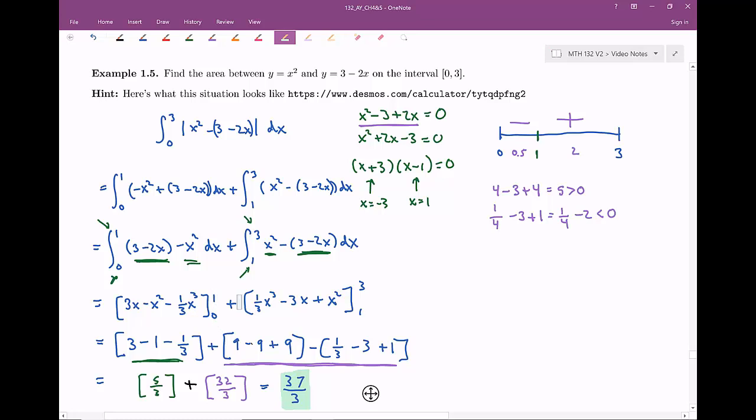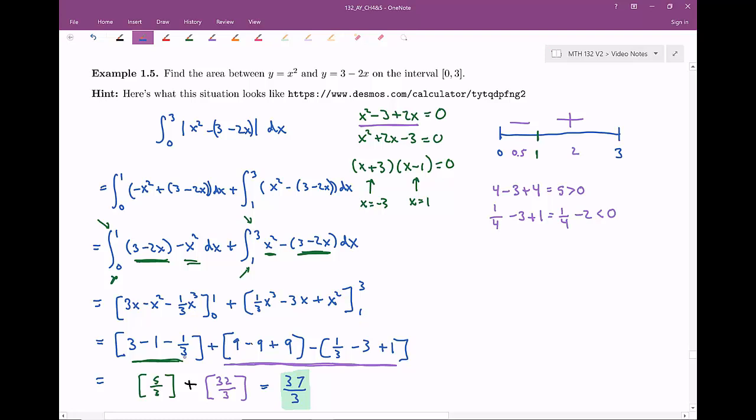Evaluating from 0 to 1. Similarly here, taking the antiderivative, and then I need to evaluate from 1 to 3. So now I plug in these values. Of course, when I plug in 0, I just get 0. Plugging in 1, I get this value here. And for my second one, plugging in 3, I get 9 minus 9 plus 9. And then subtracting away, when I plug in 1, there we are.